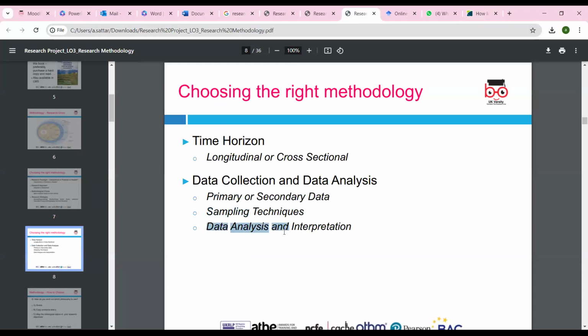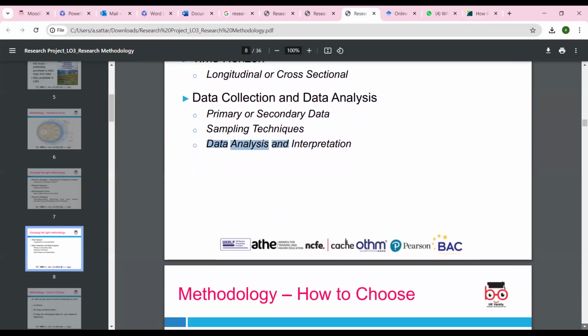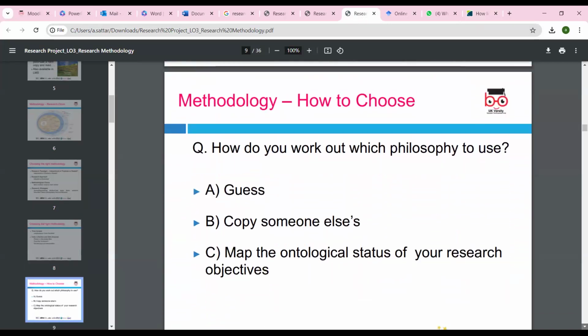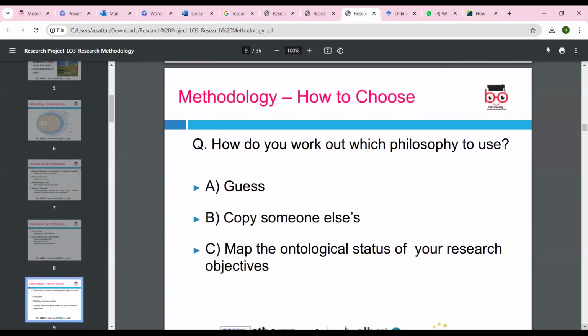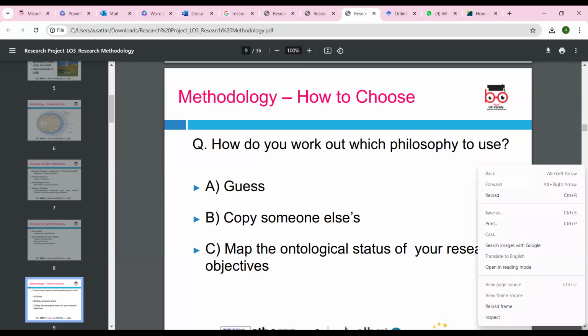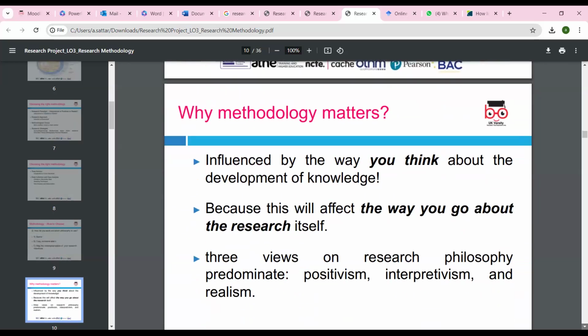So, data analysis and data interpretation methods: there are different statistical tools we can use to interpret the data. Methodology is a choice. How do you work out the philosophy to use? Guess, copy someone else? No, map the ontological status of your research. So make sure you map it, and you look at your own objective of the research.